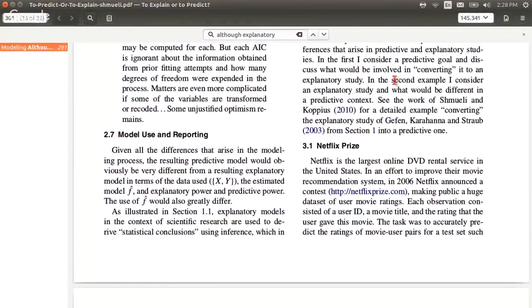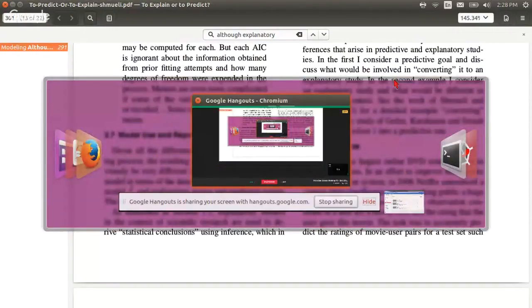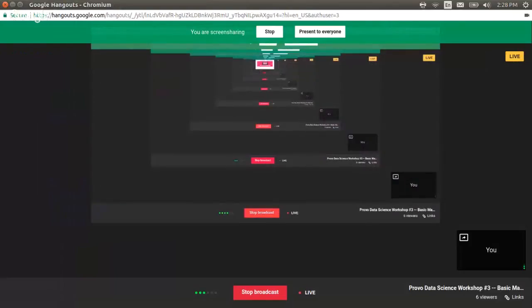In later sections, he talks about the Netflix prize. And you know what, let me just triple check. Am I broadcasting okay there? Looks like I should be.